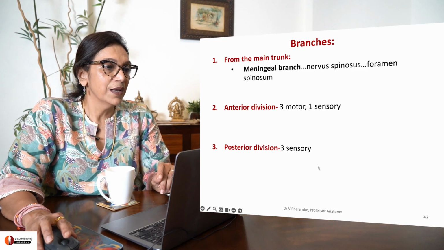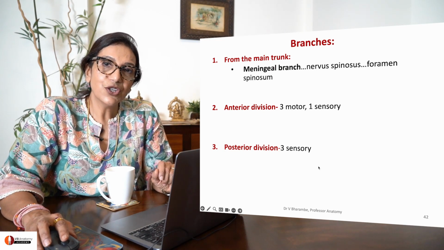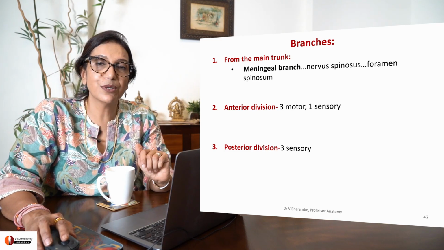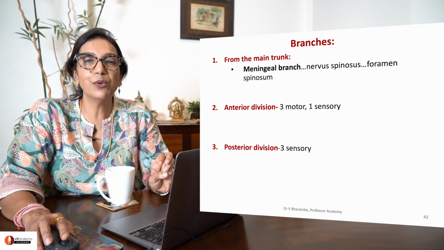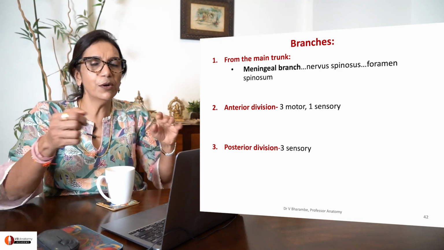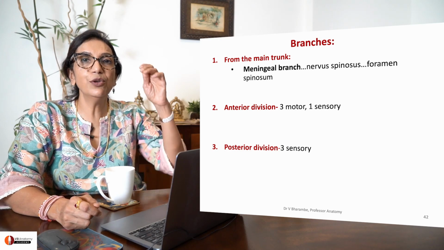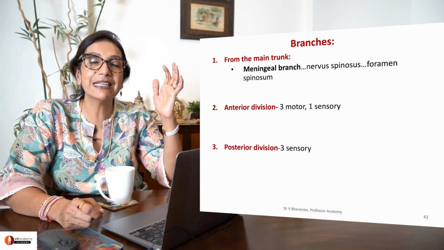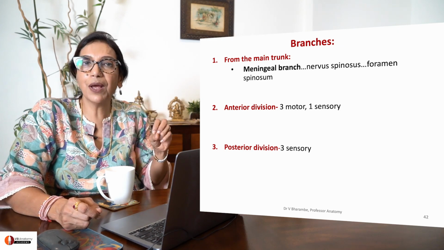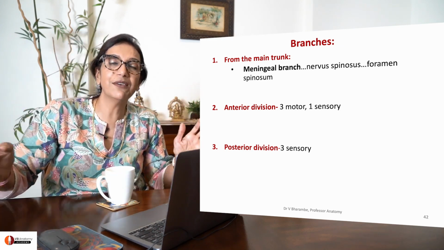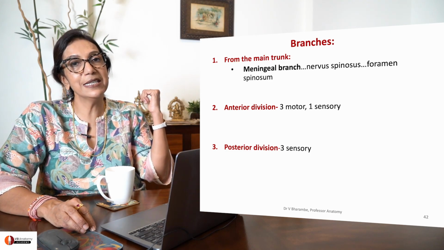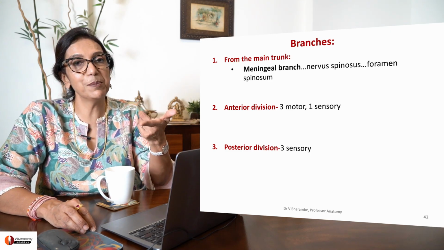Come. So from the main branch, it will give rise to a meningeal branch called as nervus spinosus. You know, it's like you're coming out in a hurry from the hostel room. You're in a hurry to come out. So you come out of the door, you lock the door, and then you realize, oh, I forgot my pencil inside. The same thing happens with trigeminal. It comes out of foramen ovale. I want to go and, generally create havoc in the face. But it forgets to supply the meninges. You can't do that. You have to supply the meninges.